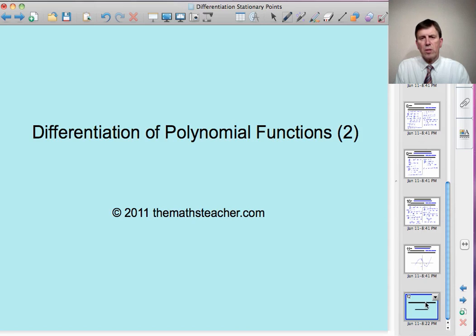There'll be an exercise for you to do now to let you practice these techniques, and I suggest you use both the second derivative method and the method where you look at dy by dx before and after the turning points, because in the exam questions you could be asked to use either. You won't necessarily have a choice.